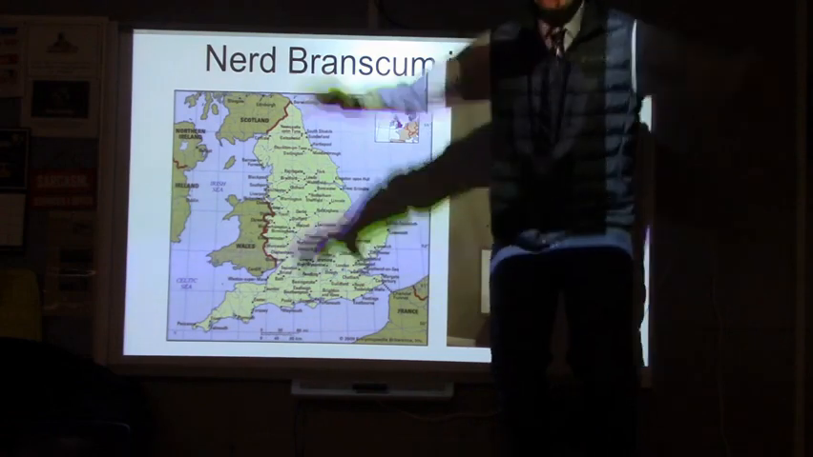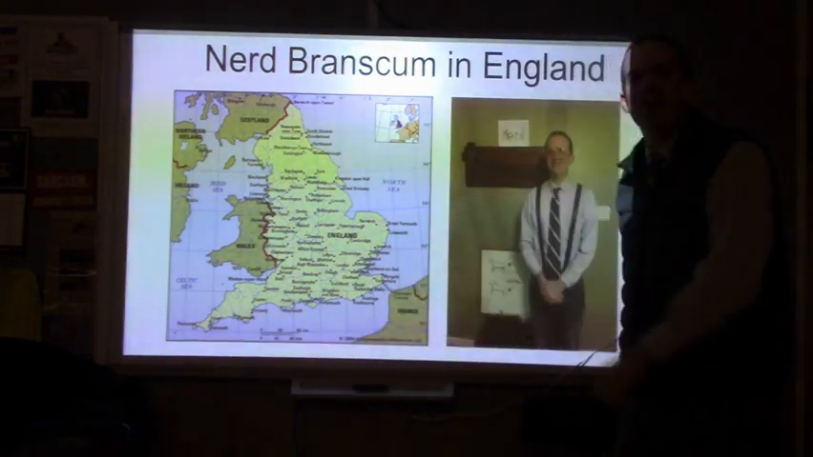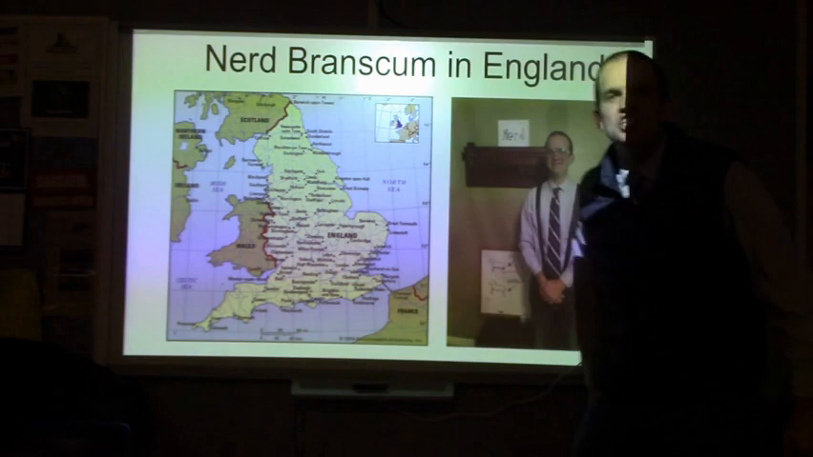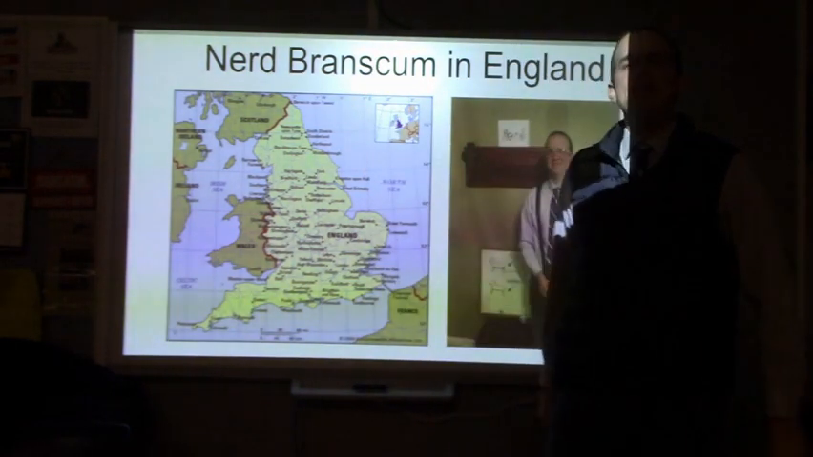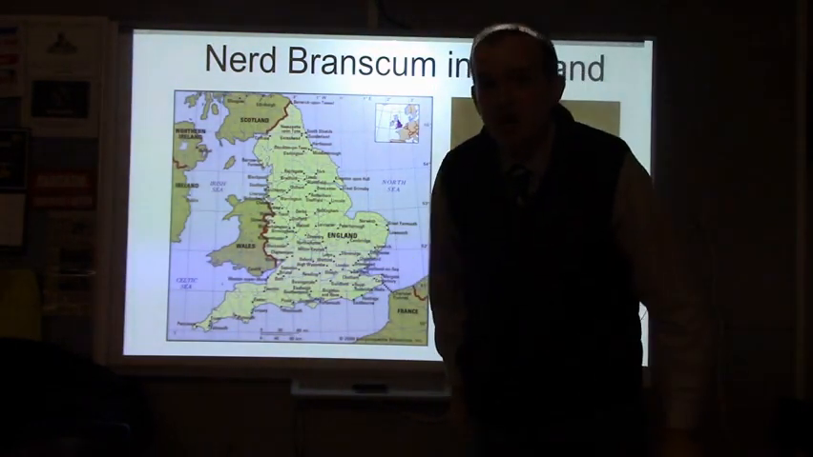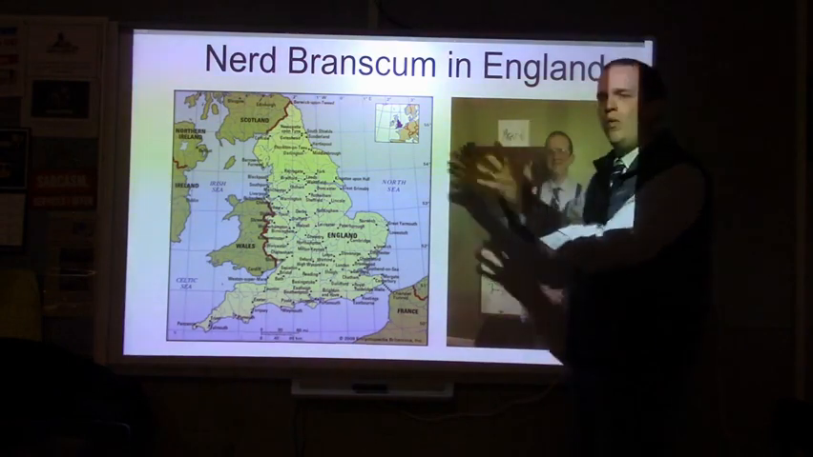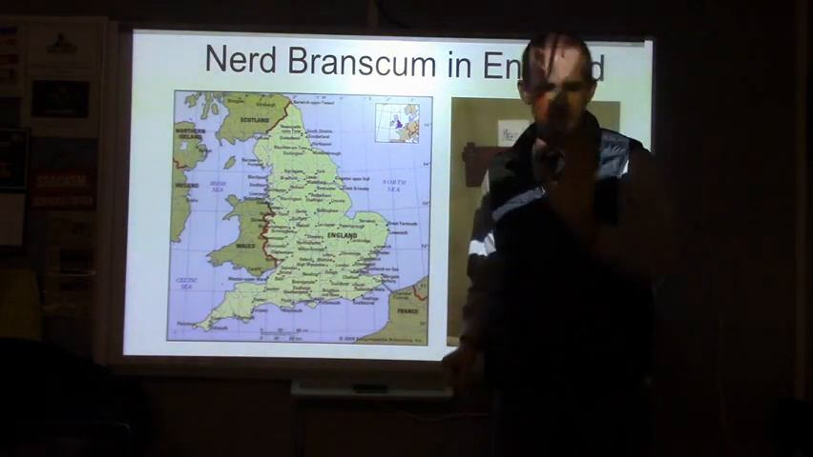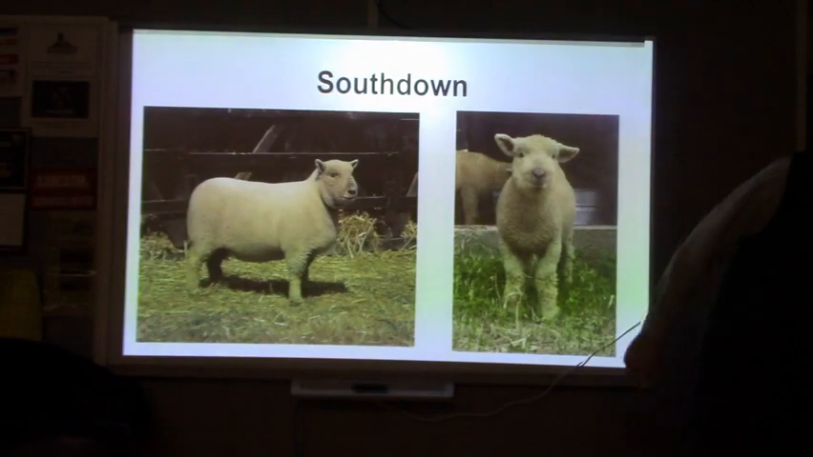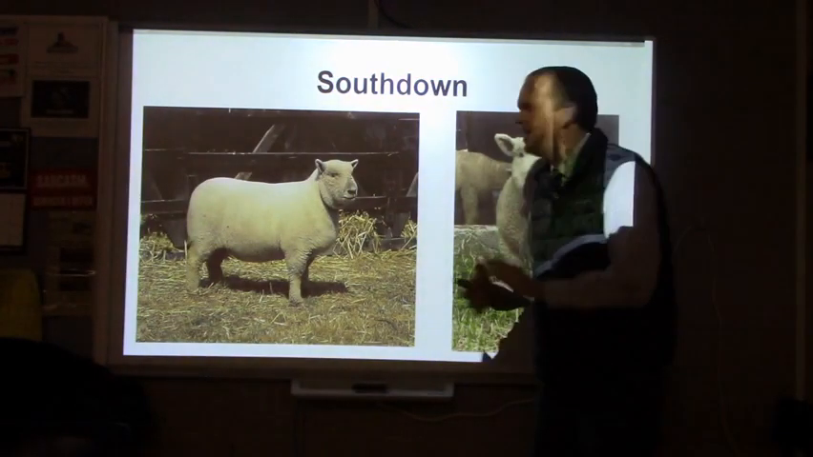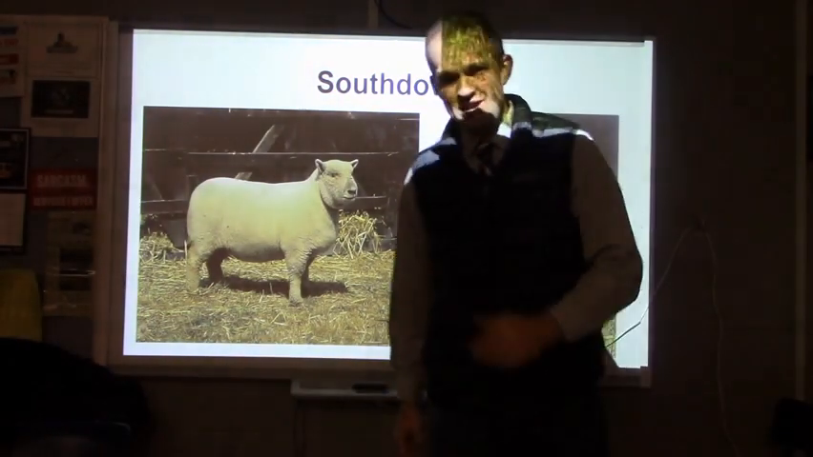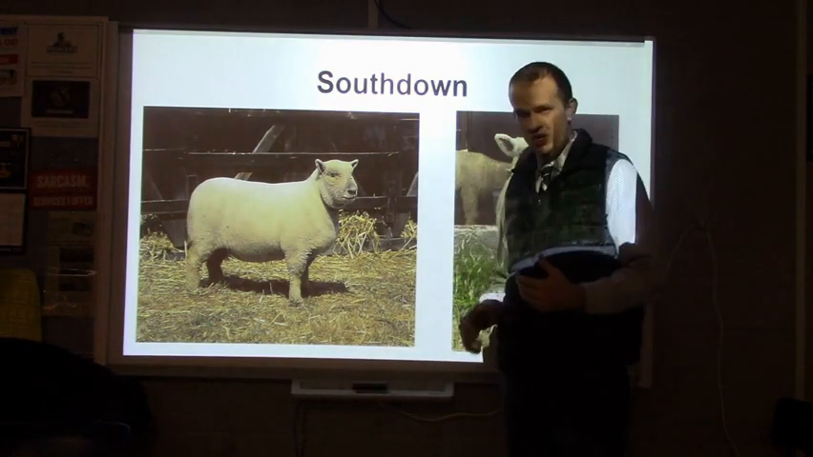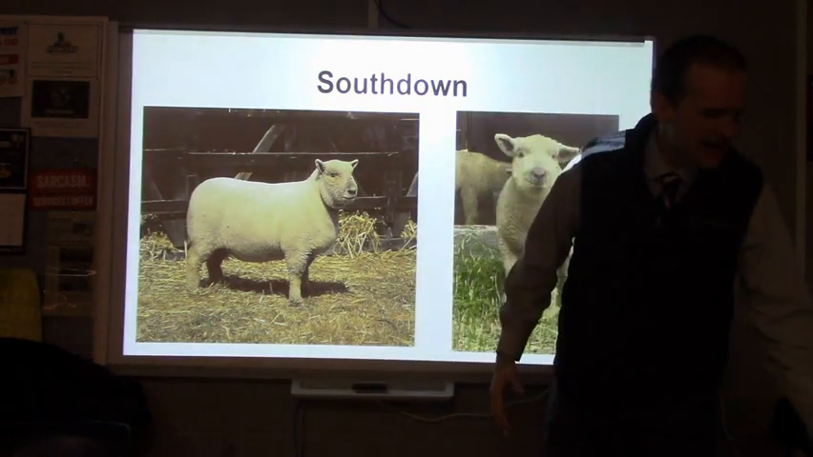Alright, Nerd Branscum here on top of the world, here to talk to you about the English sheep breeds, the breeds that came from England, and you're going to notice half the breeds that we talk about today are from this one awesome nation right here. So let's dive right in and look at them. The first one we have is called the Southdowns. Now the Southdowns came from England over 200 years ago. They came over to the United States.